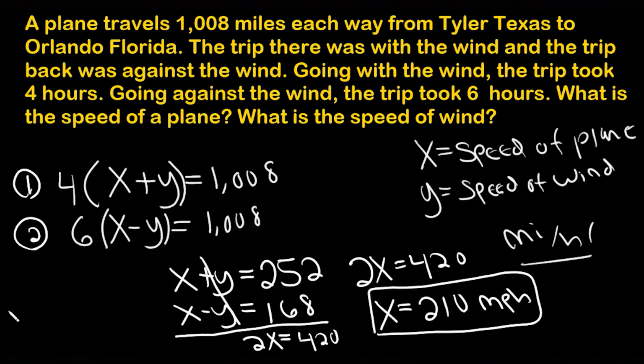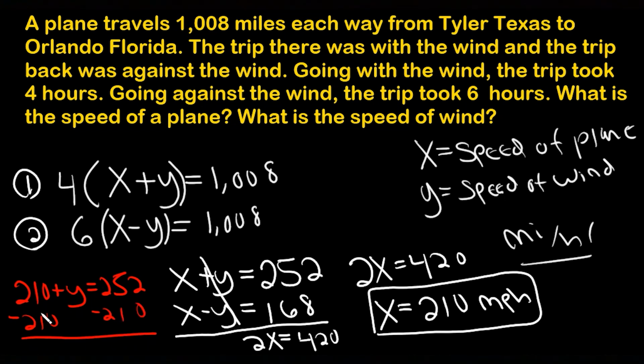It really doesn't matter. I'm just going to plug it into that first one. So x plus y equal to 252. So for me, based on what I found, my x is 210. So I'm going to write here 210, right, plus y equal to 252. So in other words, all I have to do is minus 210 on both sides, and I'm good. And I'll get my y value, which is going to be the speed of the wind. So when I do that, 252 minus 210, I get 42. So y is going to be equal to 42, right? And again, that's going to be miles per hour. And that will be the speed of the wind.